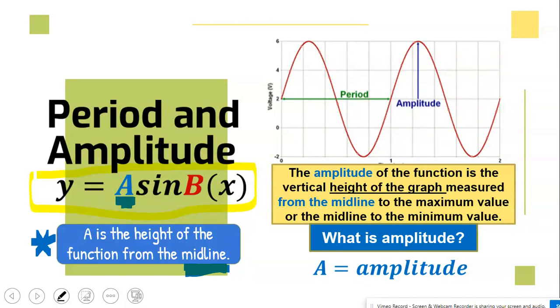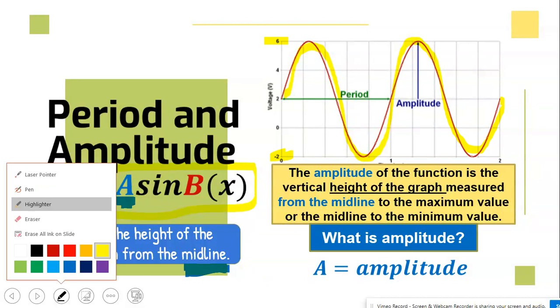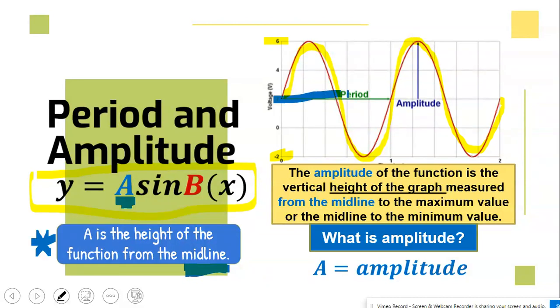So if we're looking at this function right over here, if you were to find the middle of this graph, we could say 6 is the height and -2 is the min. So we could find the middle. What's the middle distance between 6 and -2? And we could see that our midline, our middle line, is going to be right here. See how it chops it completely in half? So this is the midline.